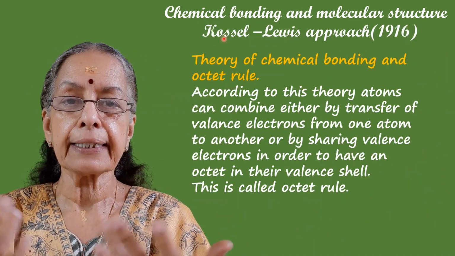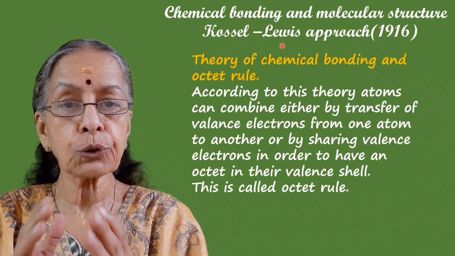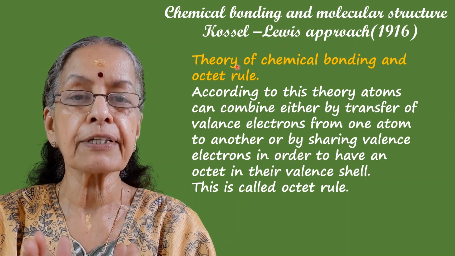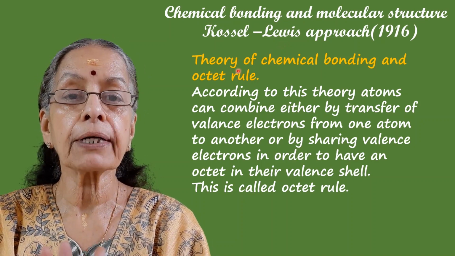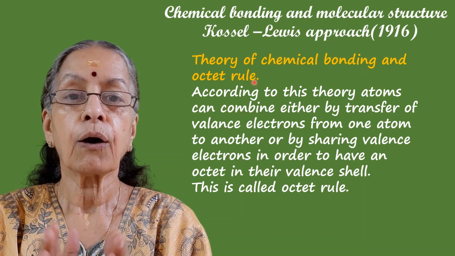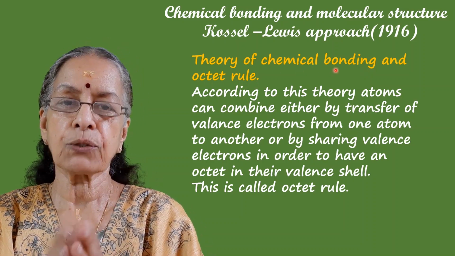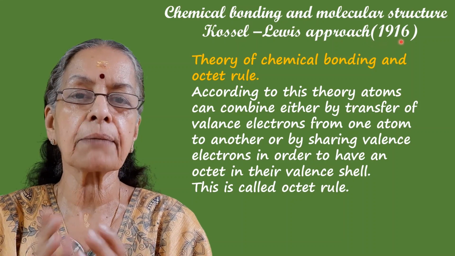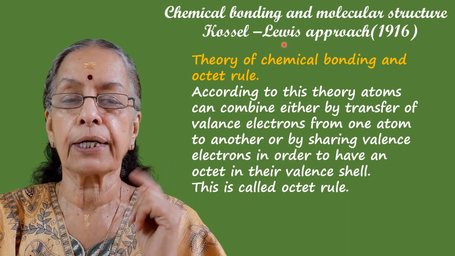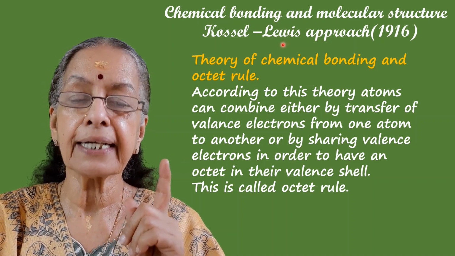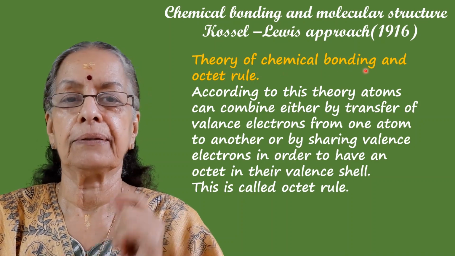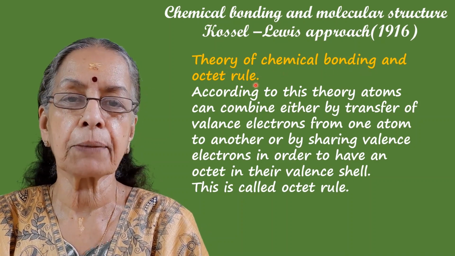Based on their individual works, they put together their concepts and formulated a theory which is called the theory of chemical bonding. And from this, you get the octet rule. So we will learn these two. A question may be asked: what is the theory of chemical bonding? Who postulated this theory? State the octet rule. Such questions may be asked.